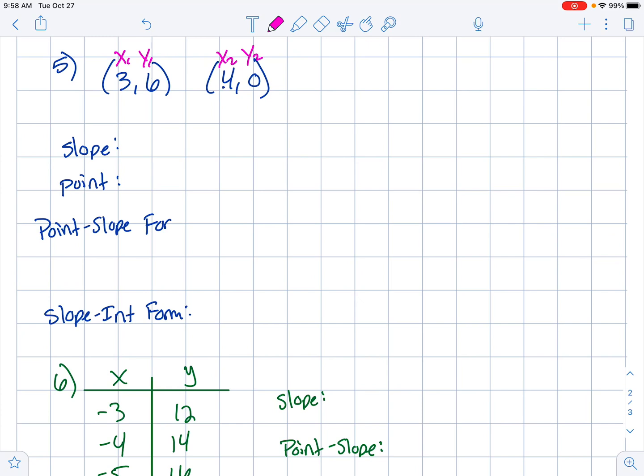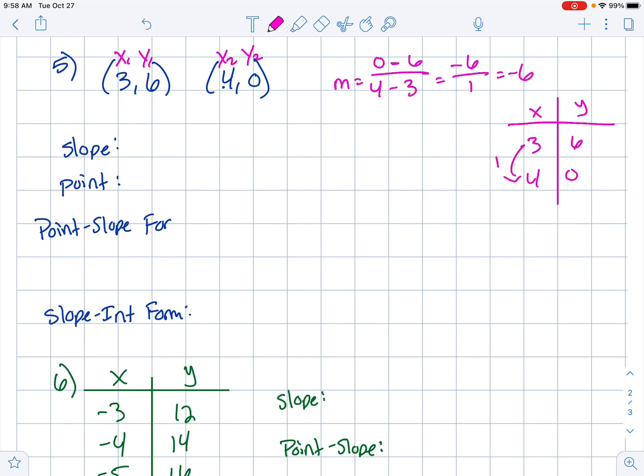So if I use the equation, I'm going to subtract my y's. So y2 minus y1 over x2 minus x1. 0 minus 6 is -6. 4 minus 3 is 1. So I'm left with -6. If you like the table method, you can draw your table and write your points. 3, 6, 4, 0. I see my x's are moving up 1. My y's are moving down 6. So change of y's over x's, you get the exact same thing. So my slope is -6.